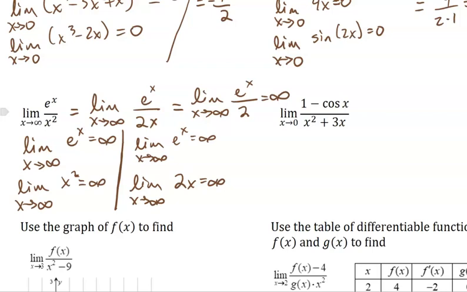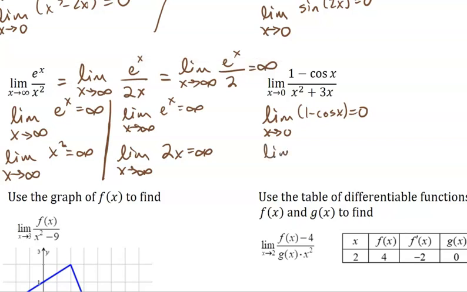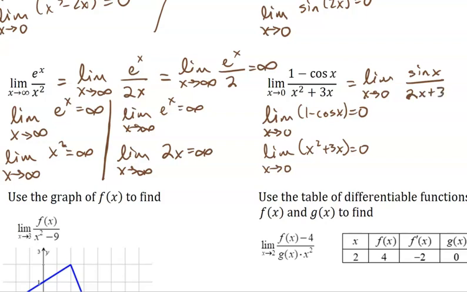So let's plug in 0. So we have 1 minus cosine of 0 is 1 over 0 plus 0. So again, we have 0 over 0. Okay, so L'Hopital applies. So we have the limit as x approaches 0 of 1 minus cosine x equals 0, and the limit as x approaches 0 of the whole quantity x squared plus 3x equals 0. Therefore, by L'Hopital, this is equal to the limit as x approaches 0 of 0 plus sine x over 2x plus 3.